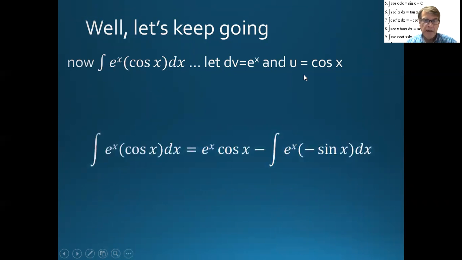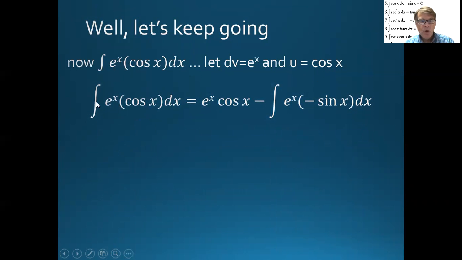Applying the integration by parts formula, we have the integral of u dv, u is cosine of x, dv is e to the x, equals uv. u is cosine of x. The integration of e to the x is e to the x, so that's v. Minus the integral of v du. v is e to the x, and du, the derivative of the cosine of x, is the negative sine of x. And so there you have that. You might say, well, we're back where we started from. We're back to e to the x sine of x.